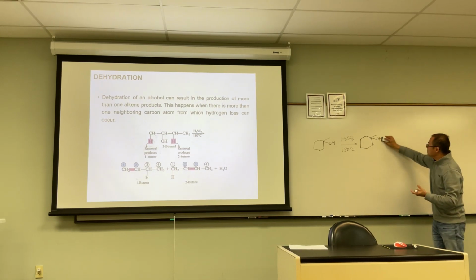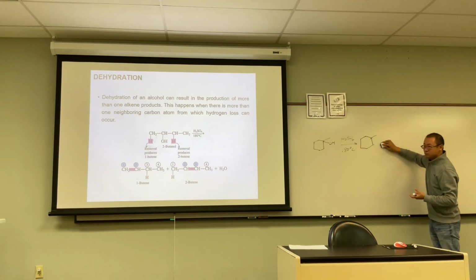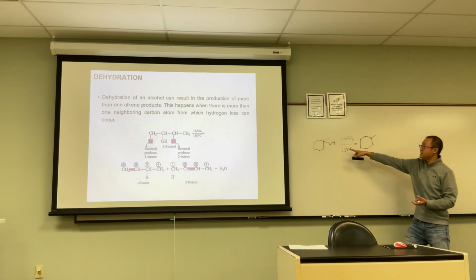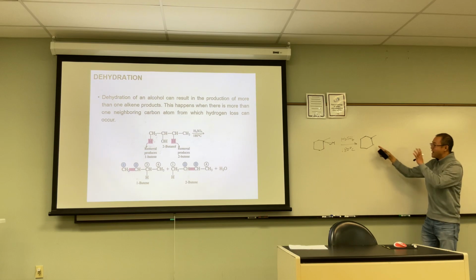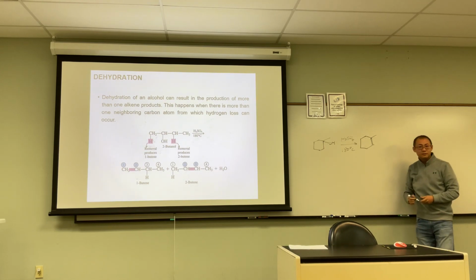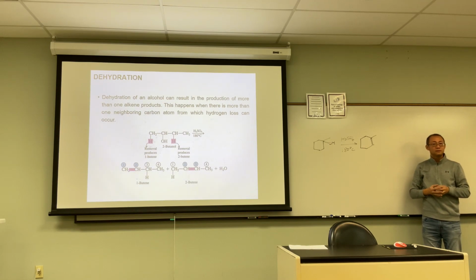Then what do we do? Dehydration means take away the OH and take away the H. Does this carbon have an H? Yes, this carbon has how many H? 2. So I assume, hey, I take an H away. Then I make a double bond. Done. Easy?